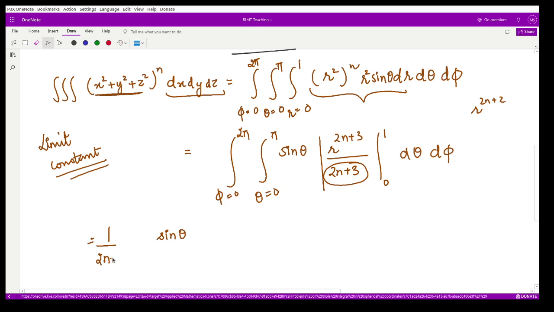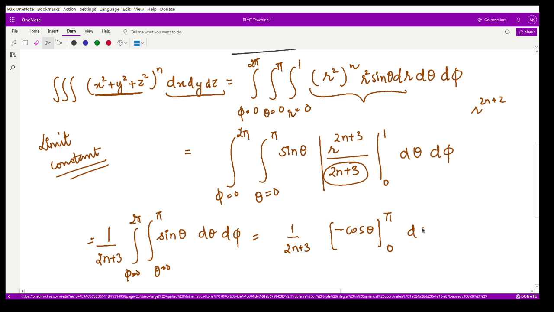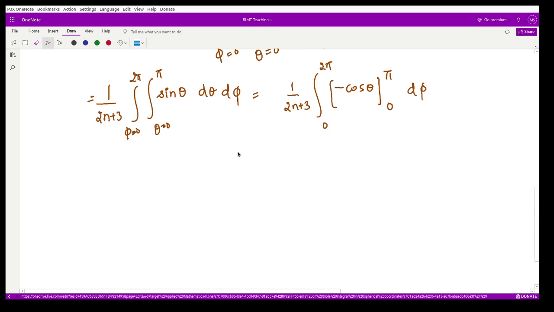So 1 by 2n plus 3, and then we have the limits for phi, and then the limits for theta, sine theta, d phi. Now we have 1 by 2n plus 3. Integration of sine theta is minus cos theta, and the limits of theta are from 0 to pi. So this is what we have. So what would this be? 1 by 2n plus 3 as such.